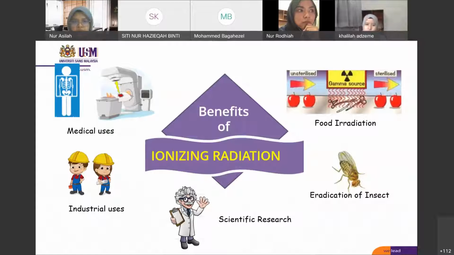Today, to benefit humankind, radiation is used in medicine, industry, as well as for scientific research. In addition, radiation has useful application in such areas as agriculture for food irradiation, eradication of insects, and many others. Next slide.